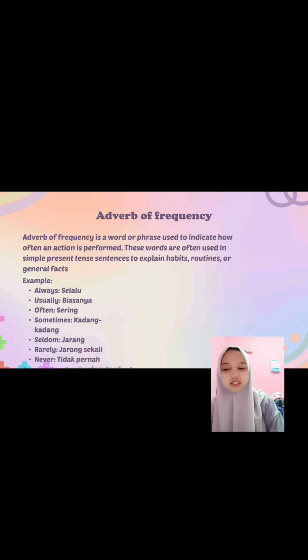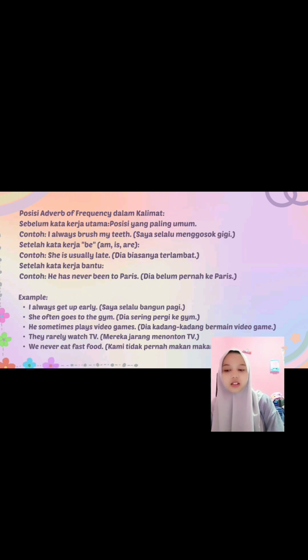Adverbs of frequency. An adverb of frequency is a word or phrase used to indicate how often an action is performed. These words are often used in simple present tense to explain habits, routines, or general facts. Examples: always, usually, often, sometimes, seldom, rarely, never. Example, I always get up early, he often goes to the game.